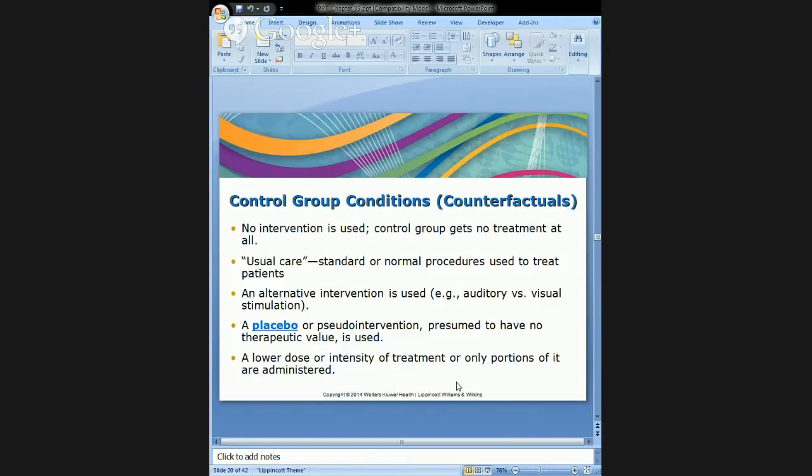Or you might see them compare two different interventions, an alternative intervention. They might compare caffeine and green tea on heart rate to see if it stimulates it. Or you may see the placebo, like we talked about, caffeinated coffee versus decaffeinated coffee. Or you might see the same treatment modified and delivered.